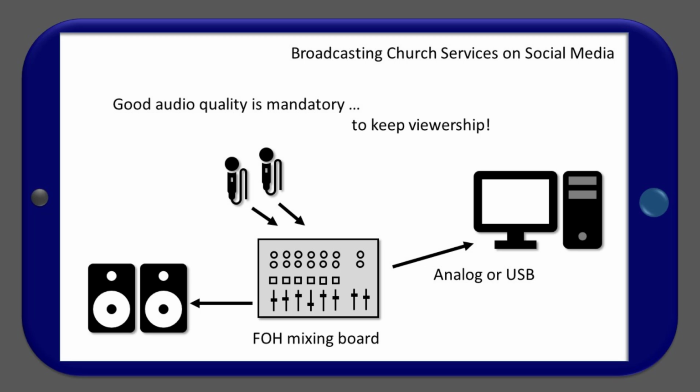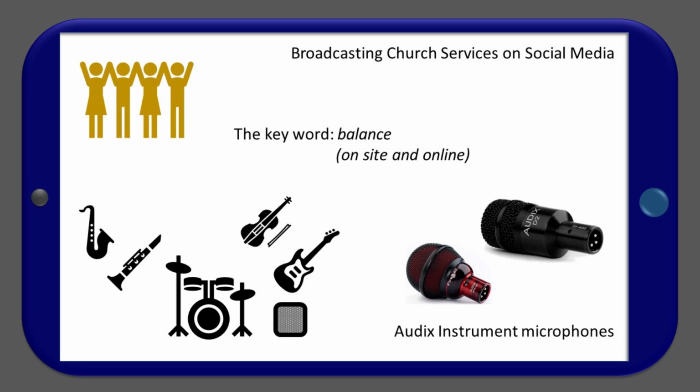The church front-of-house mixing board should feed the audio to the streaming system via one of its analog or USB outputs. One of the key words in church audio is balance. Balance between musical instruments, balance between the band and the choir. In a small sanctuary, it is not necessary to mic the drums or an already amplified instrument, while you will need to use mics for those instruments for the stream.